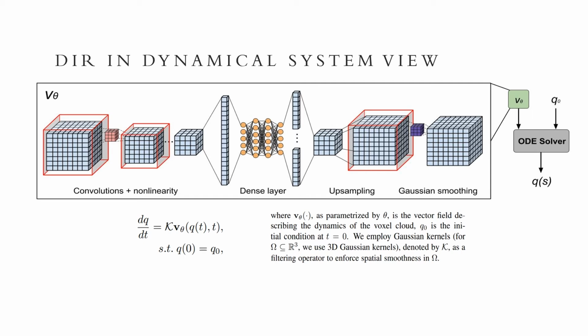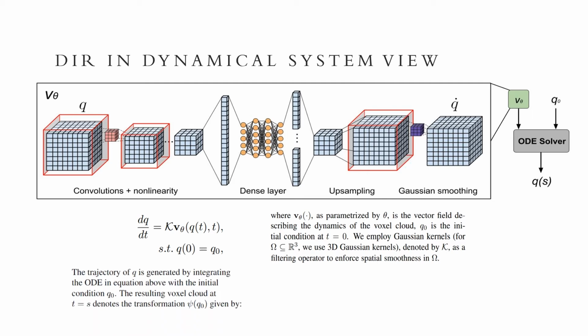We employ a Gaussian kernel at the end of the network, denoted by K, as a filtering operator to enforce spatial smoothness in the domain of the image. For each time step, the input of the network is the current coordinates of the voxel cloud, and the output is the velocity field. A voxel cloud first gets downsampled using convolution layers. It then passes through dense layers and gets upsampled back to the shape of the input voxel cloud. The trajectory of Q is generated by integrating the ODE in the equation above. With the initial condition Q0, the resulting final transformation is given by the equation on the right.